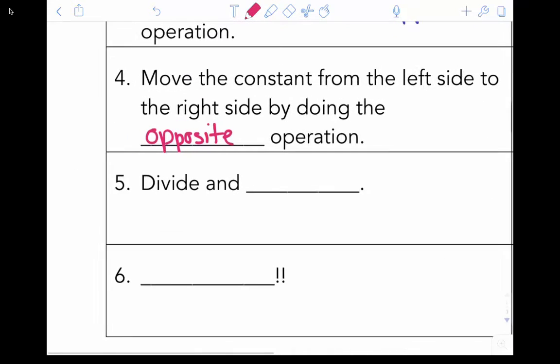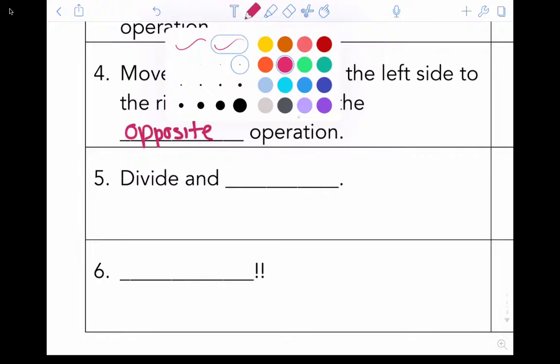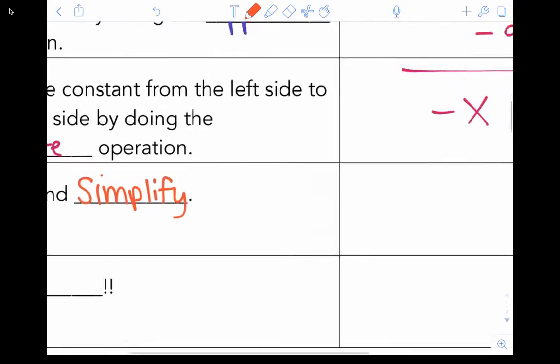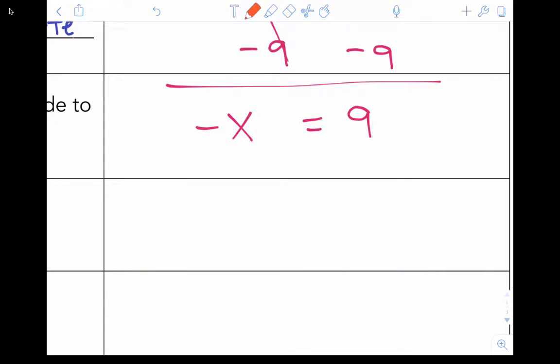Now my last step of actually solving is to divide and simplify. I need to divide and simplify. So looking at this problem, I have negative x equals 9. But I want to know what positive x is. I don't really care too much about the negative. So I need to get rid of it. So I'm going to divide by a negative 1.